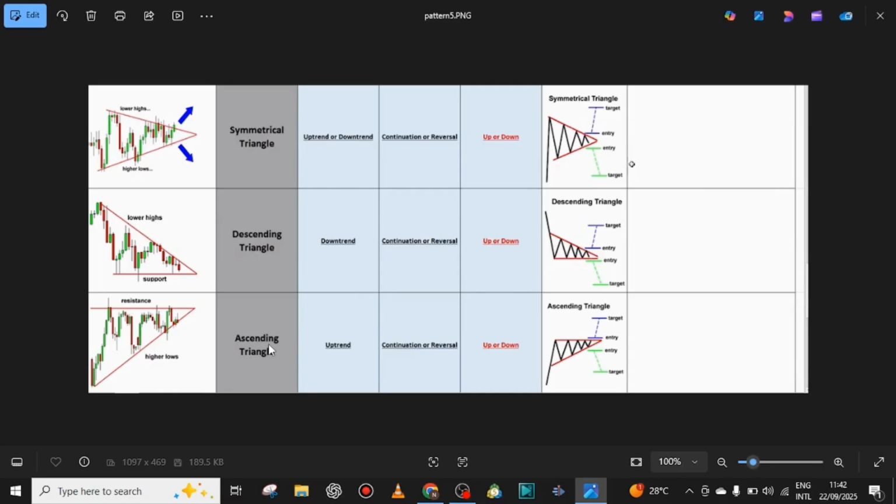Then we have the ascending triangle. As you can see, it occurs in an uptrend. It can also be a continuation or a reversal signal, and we can move up or down. And so that is it about pattern trading.